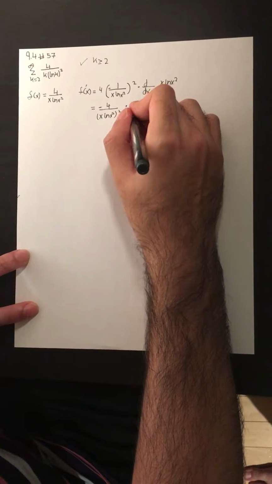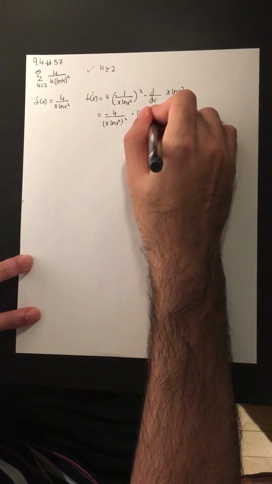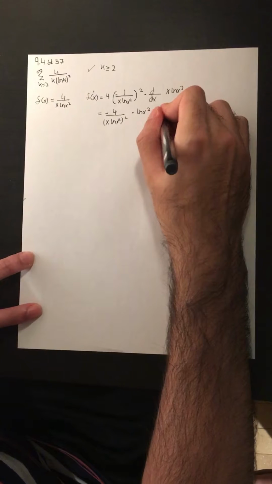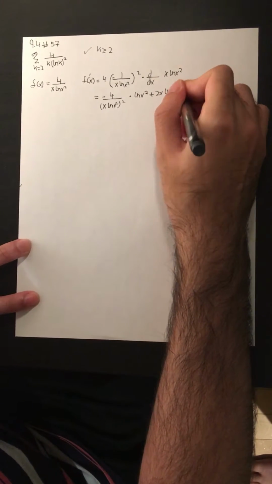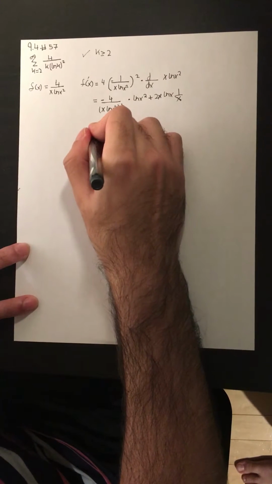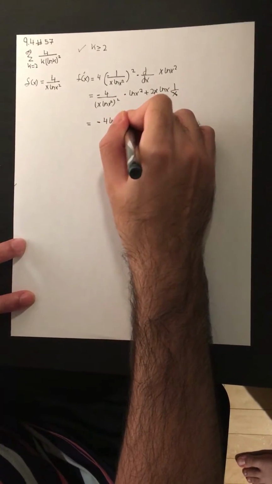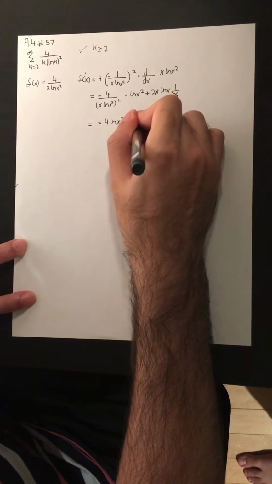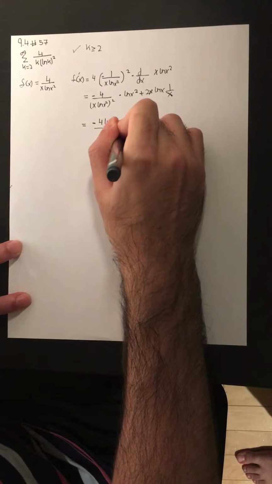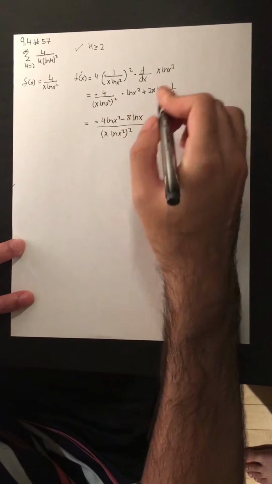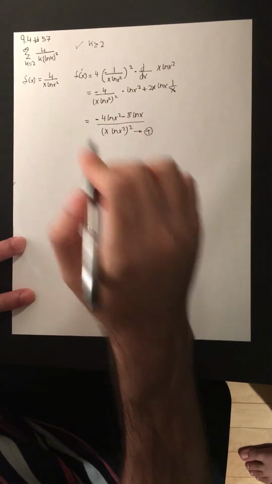times ln x squared plus 2x ln x times 1 over x. So this cancels out with this. What we get in the end is negative 4 ln x squared minus 8 ln x, divided by x ln x squared, squared. So the denominator is always positive after k is equal to 2.